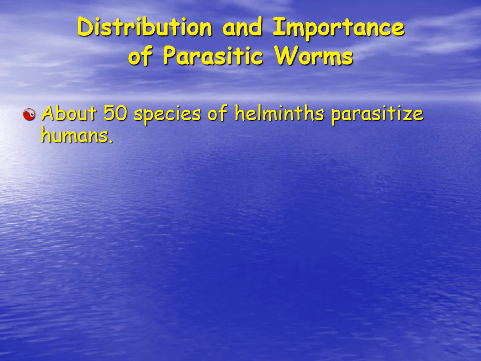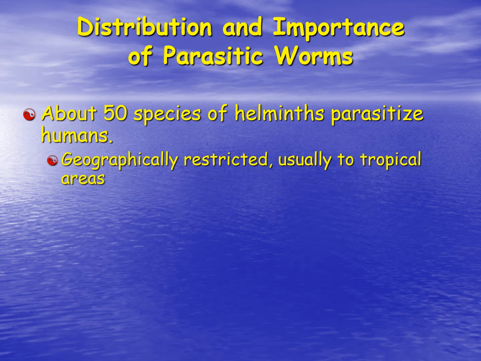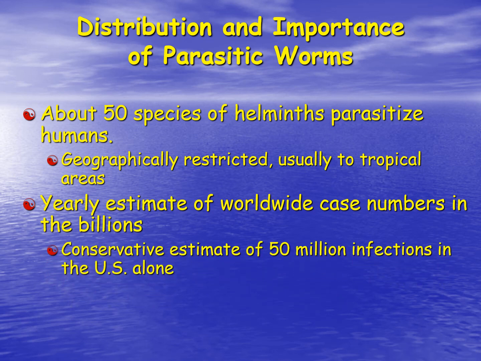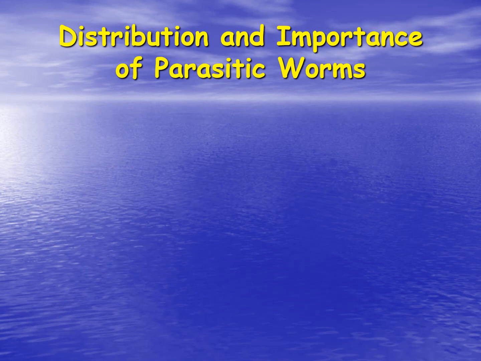There are about 50 or so species of helminths that parasitize humans. They typically are geographically restricted, so some are only seen in tropical regions. But yearly estimates of worldwide cases are typically in the billions. Conservative estimates are that there are 50 million or so infestations of parasitic worms in the U.S. alone every year.